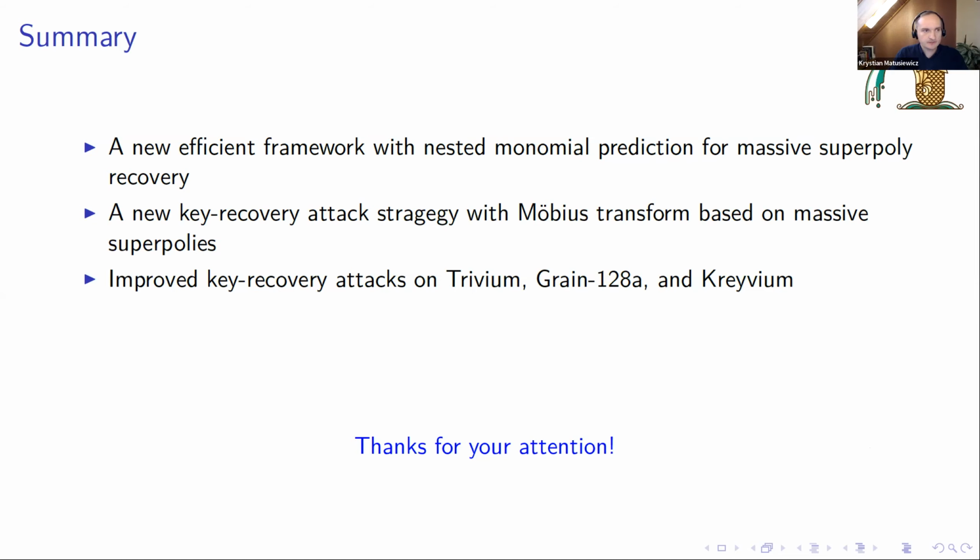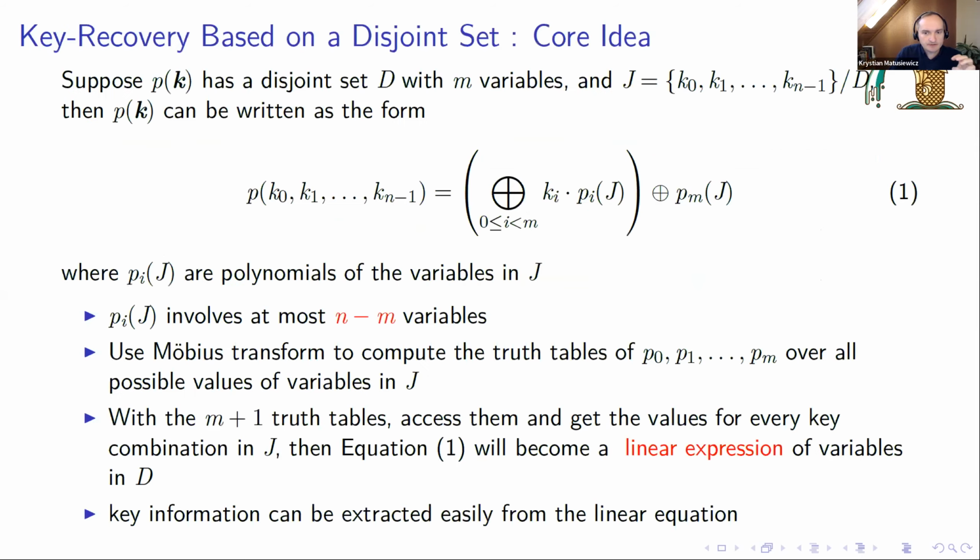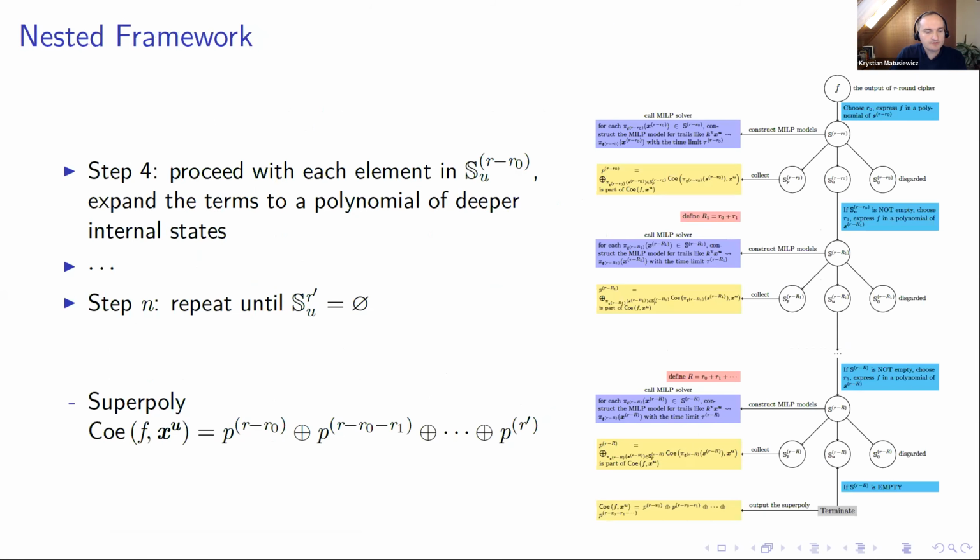So I have one quick question. This time limit tau 0. Could you maybe quickly elaborate on the optimum strategy of choosing those time limits for the subsequent layers of the nested framework?